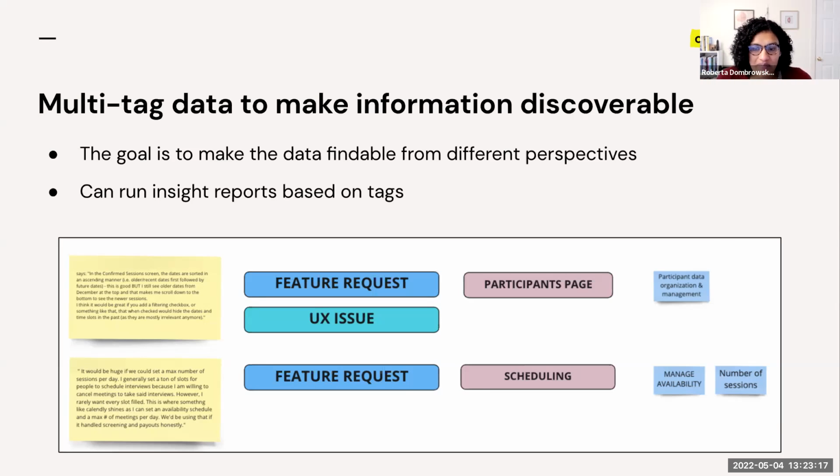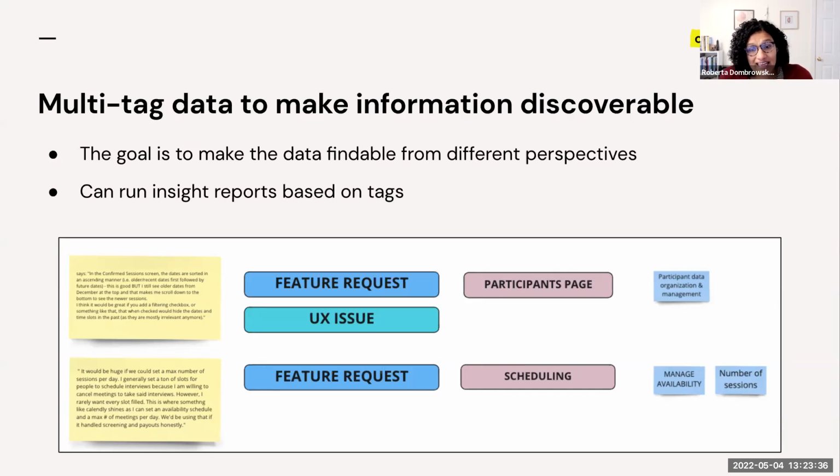What we did is we marked specific product areas. We also thought about steps of the user journey, and whether something was a bug or a usability issue, so that we could find it from all different angles. That's just something to think about to make sure your information is findable.